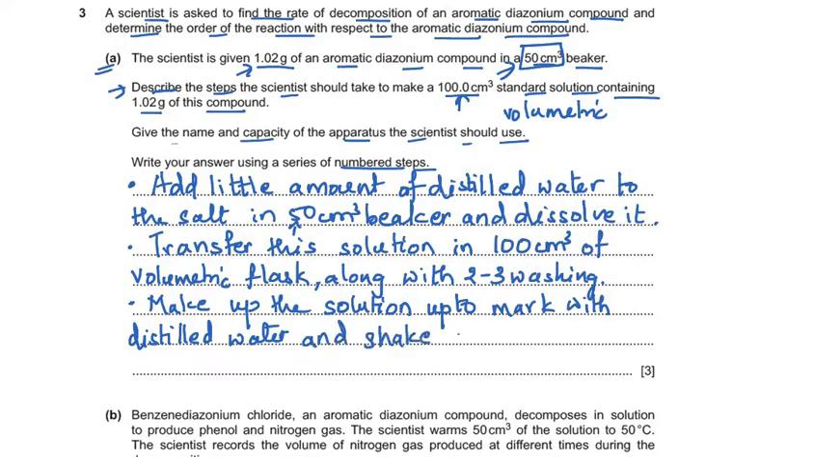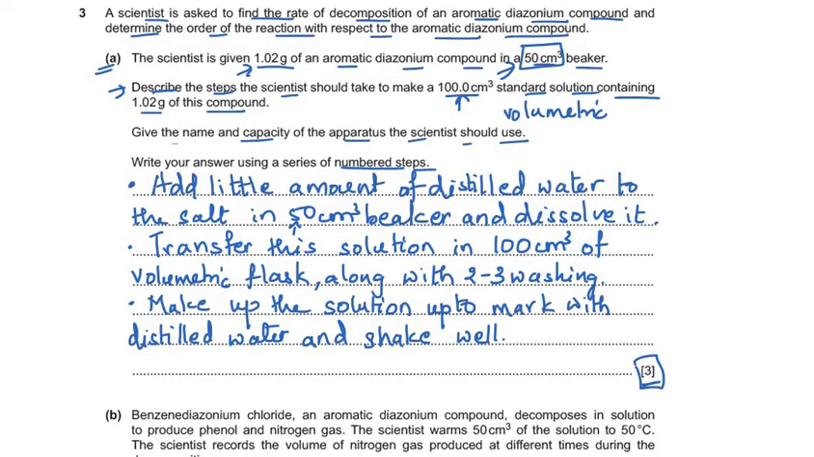So this is how we are going to make the solution of 100 centimeter cube with 1.02 gram of the compound. So here you can see that we have written 3 important steps where we had included some smaller minute steps also into it, but then there are 3 important steps, and for that you can see that there are 3 marks here. So this question carries 3 marks, and so 3 important steps which we have described here is required.